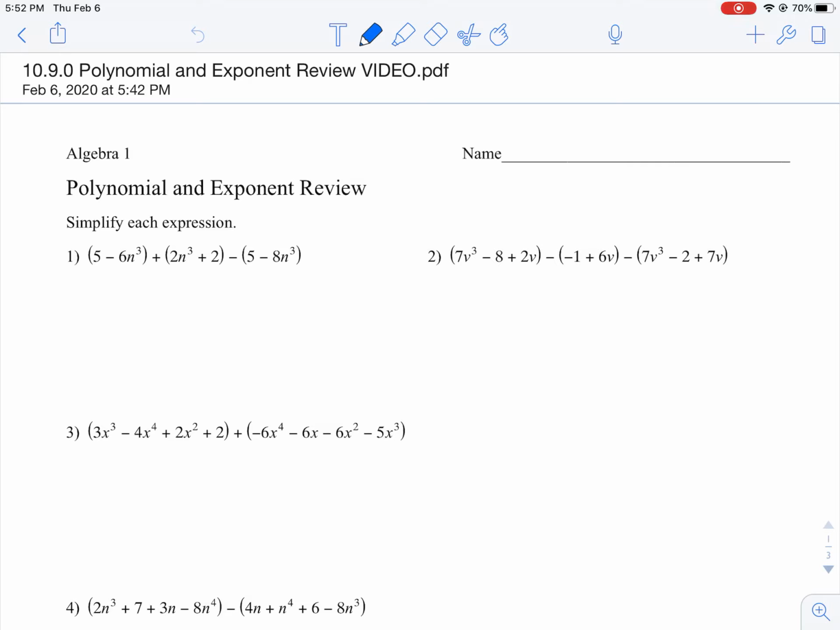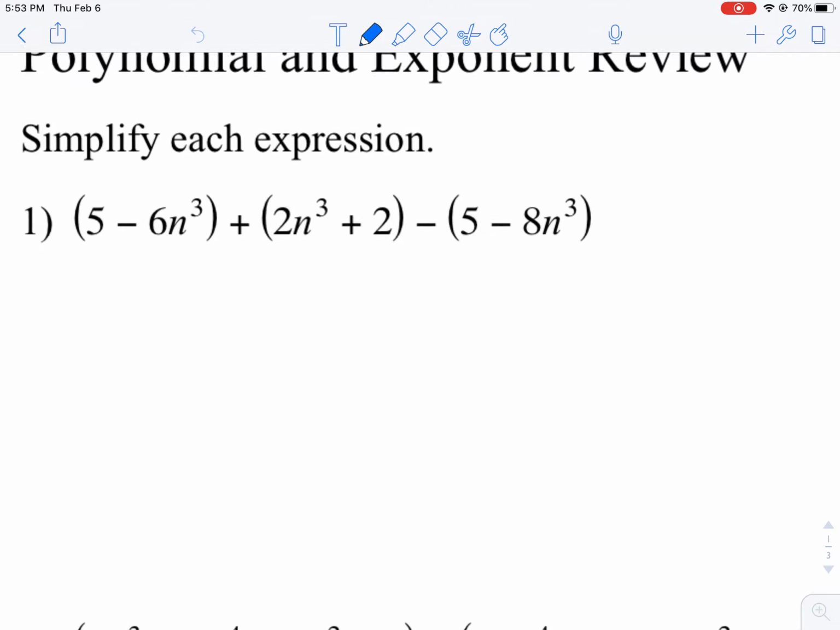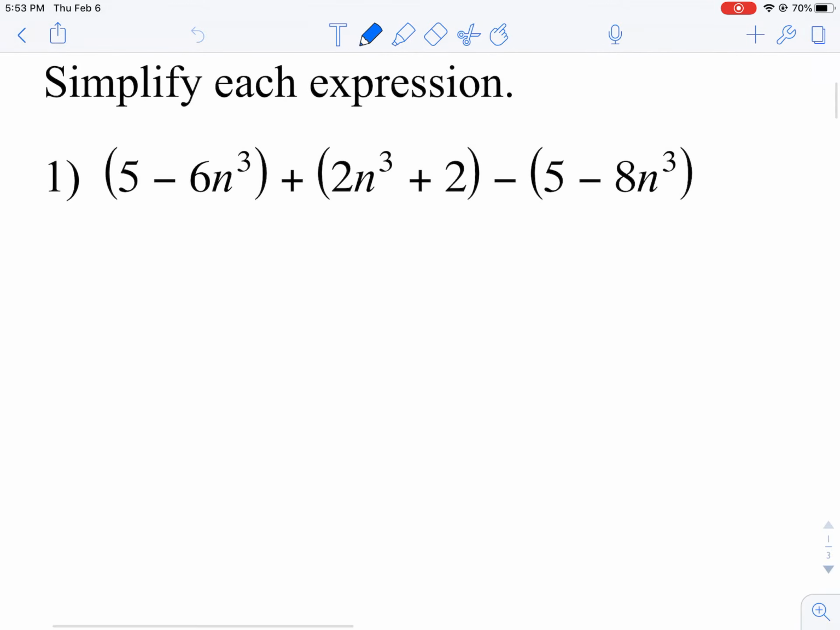So the first couple questions that I have here, simplifying the expression. Remember, with polynomials, when we are simplifying an expression, all we're doing is combining like terms. Like terms happen when you have the same base or variable with the same exponent. So here, in this first example, notice that my variable is n. You'll notice that there's a bunch of n to the third powers.